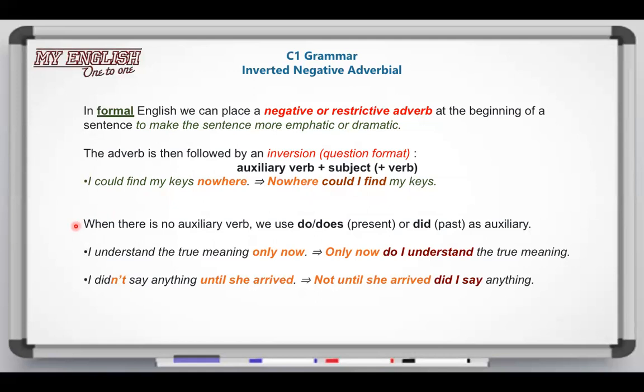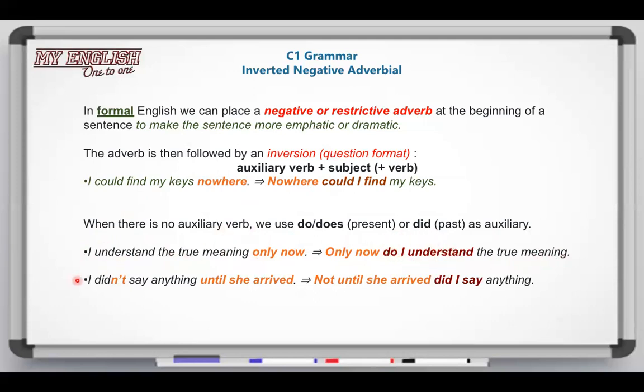So when there is no auxiliary verb, we use do or does for the present and did for the past as auxiliary. For example, I understand the true meaning only now. This is the regular sentence. Let's now change to this other format when we start with the adverbial only now. Only now do I understand the true meaning. Again, as you see, we start with the adverbial and then we set a question or inversion format.